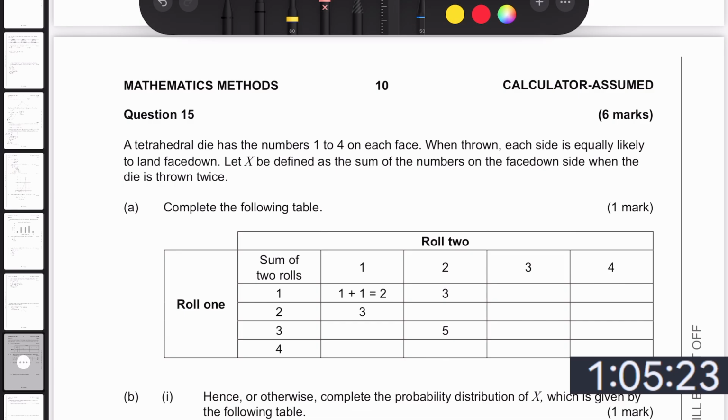Look at us go. Okay, I told you guys that a tetrahedral dice is numbered 1 to 4, with equal likelihood of each face down, and it is thrown twice. The sum of the 2 rolls is X.